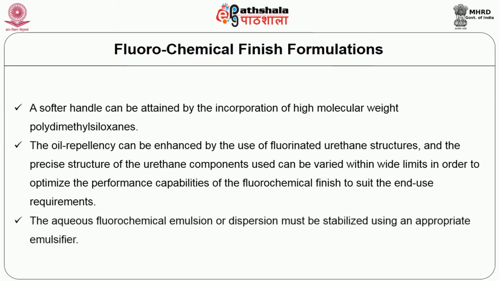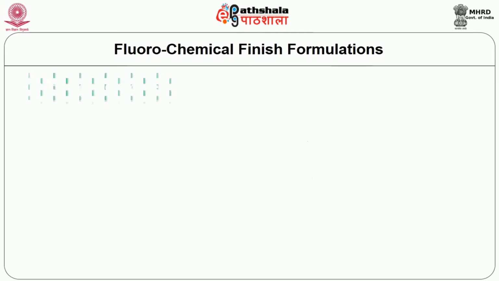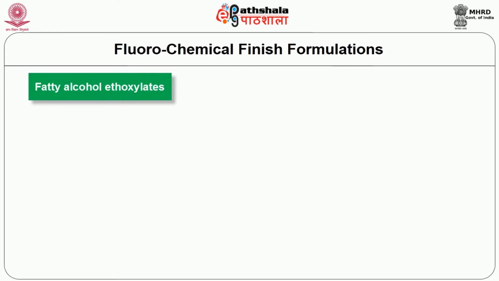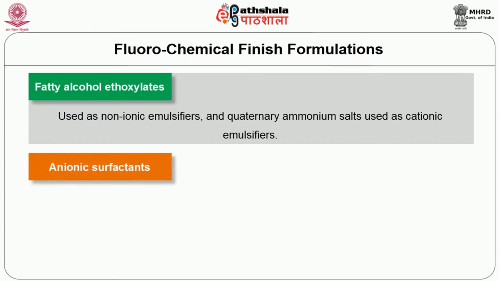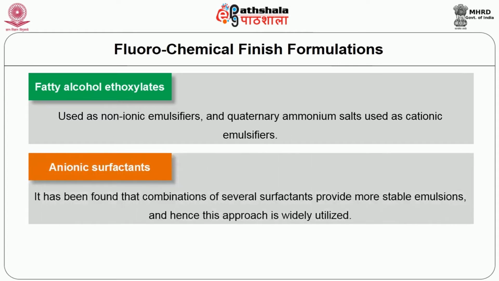The aqueous fluorochemical emulsion or dispersion must be stabilized using an appropriate emulsifier. Fatty alcohol ethoxylates are used as non-ionic emulsifiers and quaternary ammonium salts are used as cationic emulsifiers. Anionic surfactants are also used, but in practice it has been found that combinations of several surfactants provide more stable emulsions, and hence this approach is widely utilized.